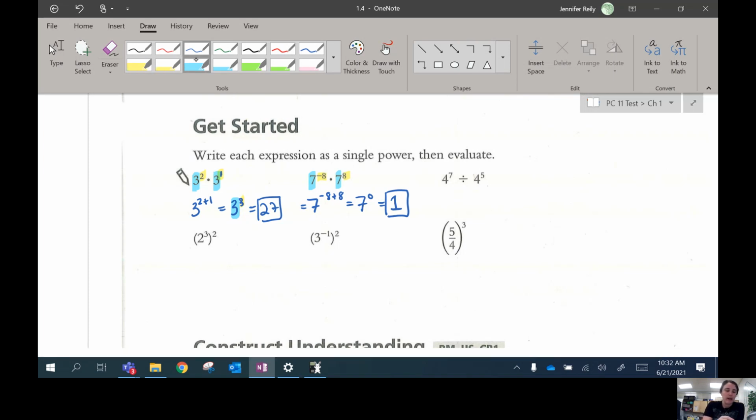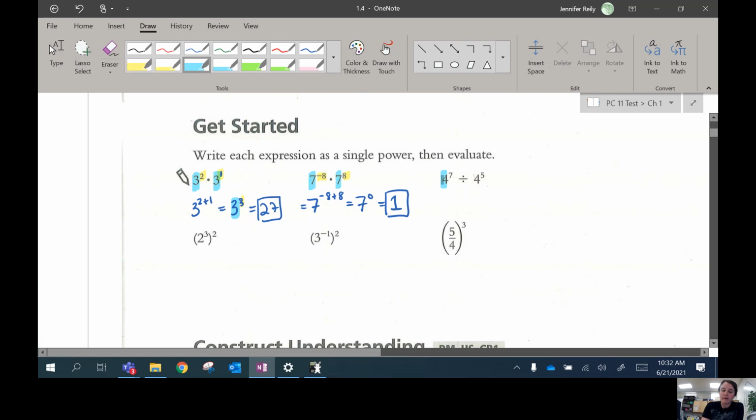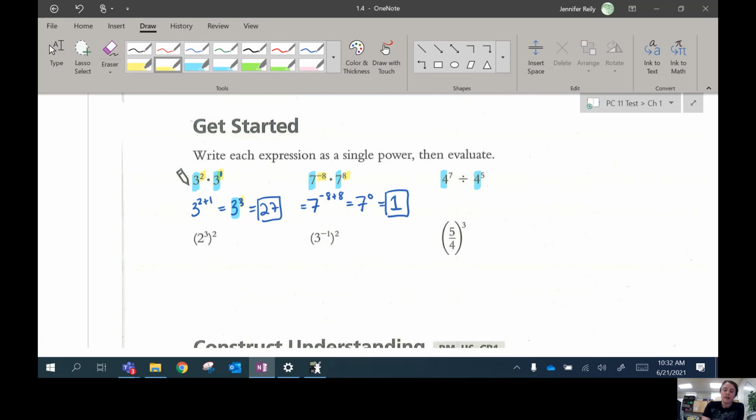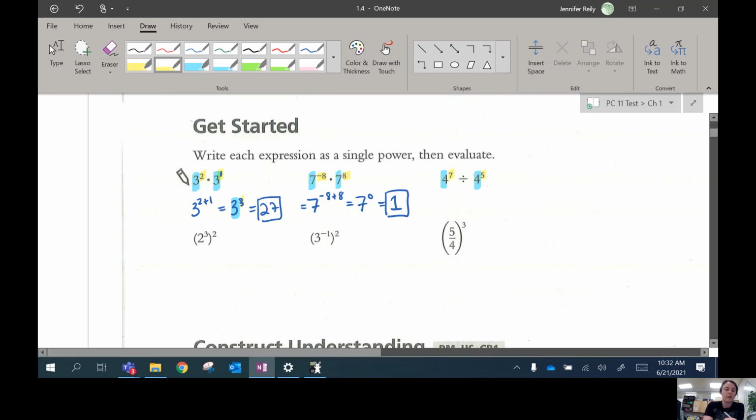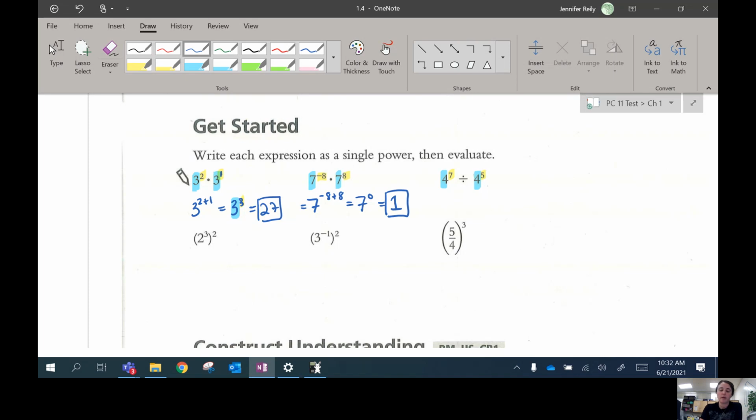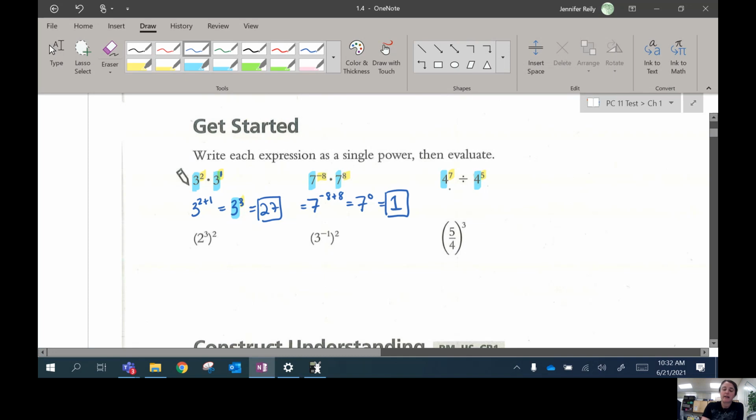Okay, the next one. We have 2 powers and they are being divided, and they do have the same base. The second exponent law that you would have learned back in grade 9 is that when you're dividing 2 powers with the same base, you get to subtract the exponents. So we're going to subtract 7 minus 5, and we'll get 2. And 4 squared is 16. 4 times 4 is 16.